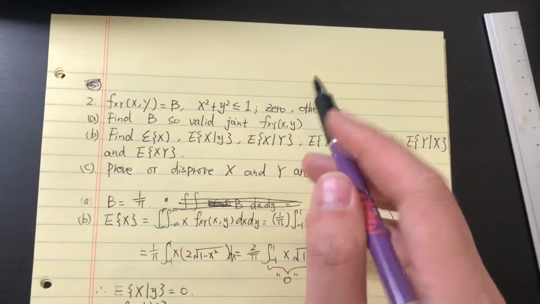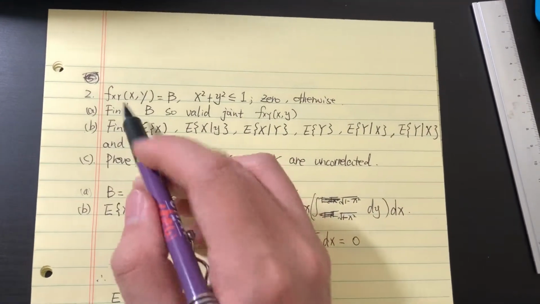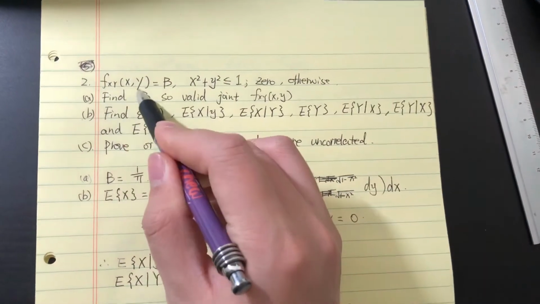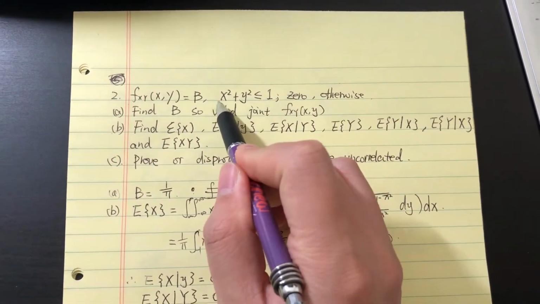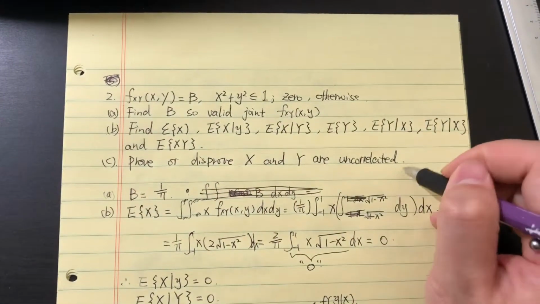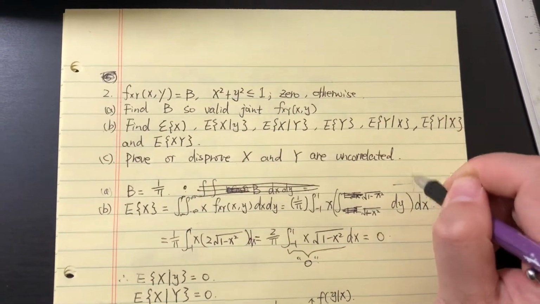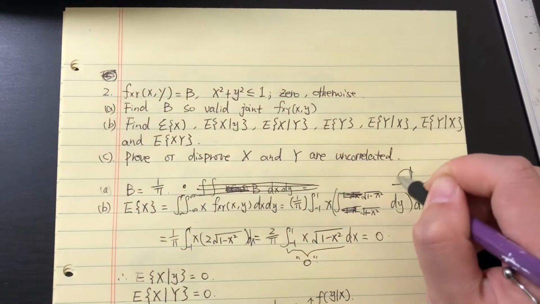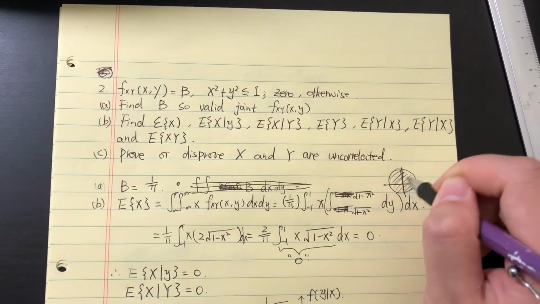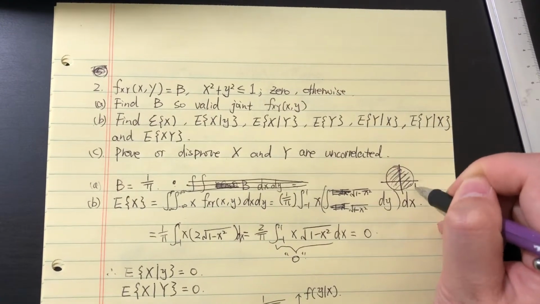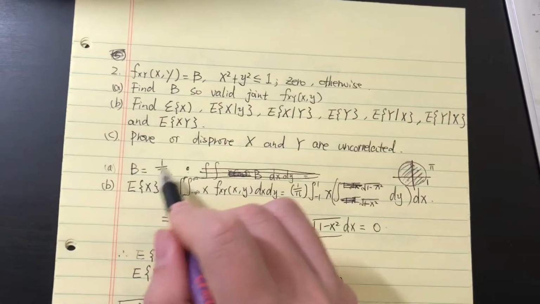So the integral of f(x,y) dx dy is equal to 1, and as we know, x squared plus y squared is a circle. So it is like a circle, and the total value is in this, and this is going to be pi, so b is equal to 1 over pi.